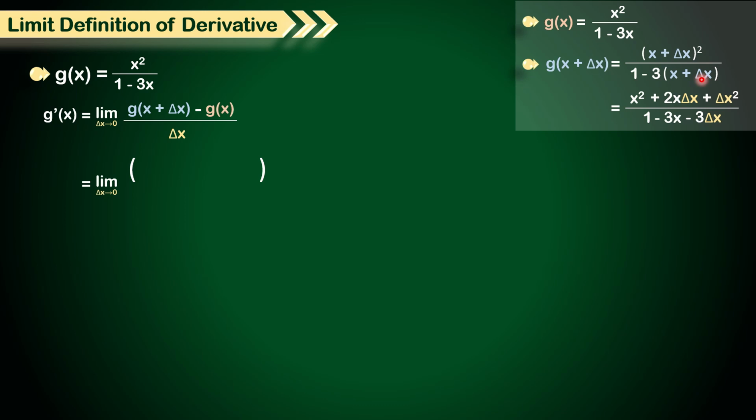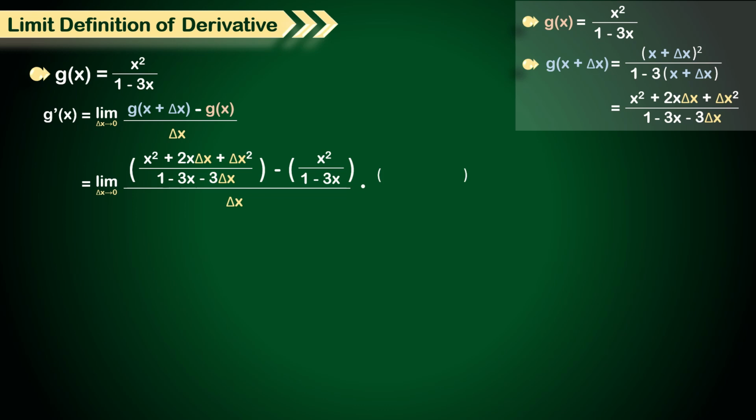Limit of g of x plus delta x, which is x squared plus 2x delta x plus delta x squared over 1 minus 3x minus 3 delta x, minus g of x, which is x squared over 1 minus 3x, all over delta x as delta x approaches 0. Find the LCD. The LCD is the product of 1 minus 3x minus 3 delta x and 1 minus 3x. Multiply the LCD to the numerator and denominator.